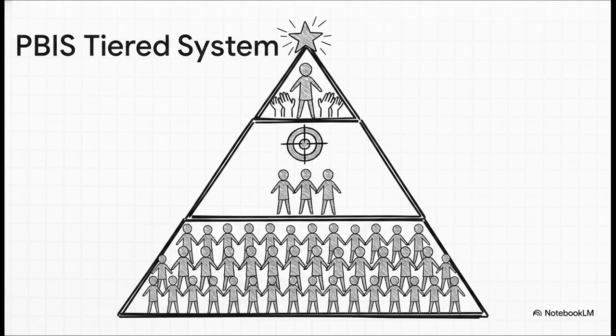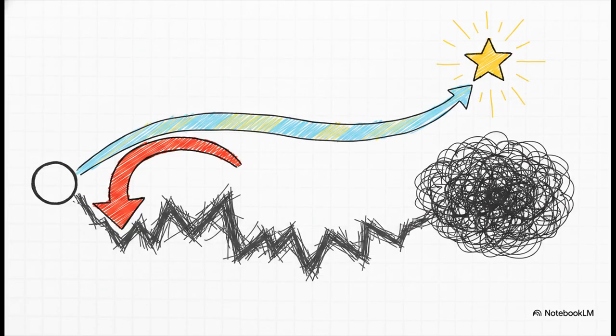At Tier 1, we support all students universally with clear expectations. At Tier 2, we zoom in with targeted, focused interventions for smaller groups. And for those students with the most significant behavioral needs, we move to Tier 3, providing intensive, highly individualized comprehensive interventions. Out of those intensive Tier 3 supports comes the Behavioral Intervention Plan, or BIP.